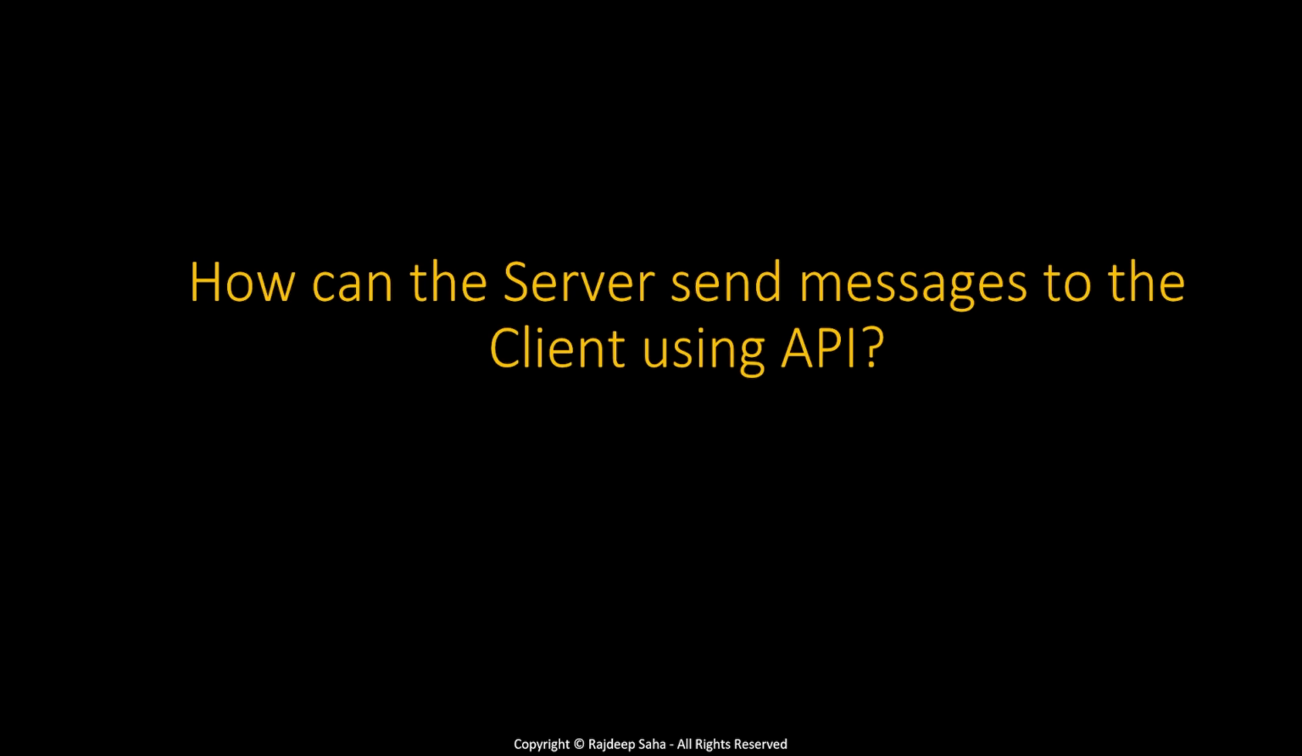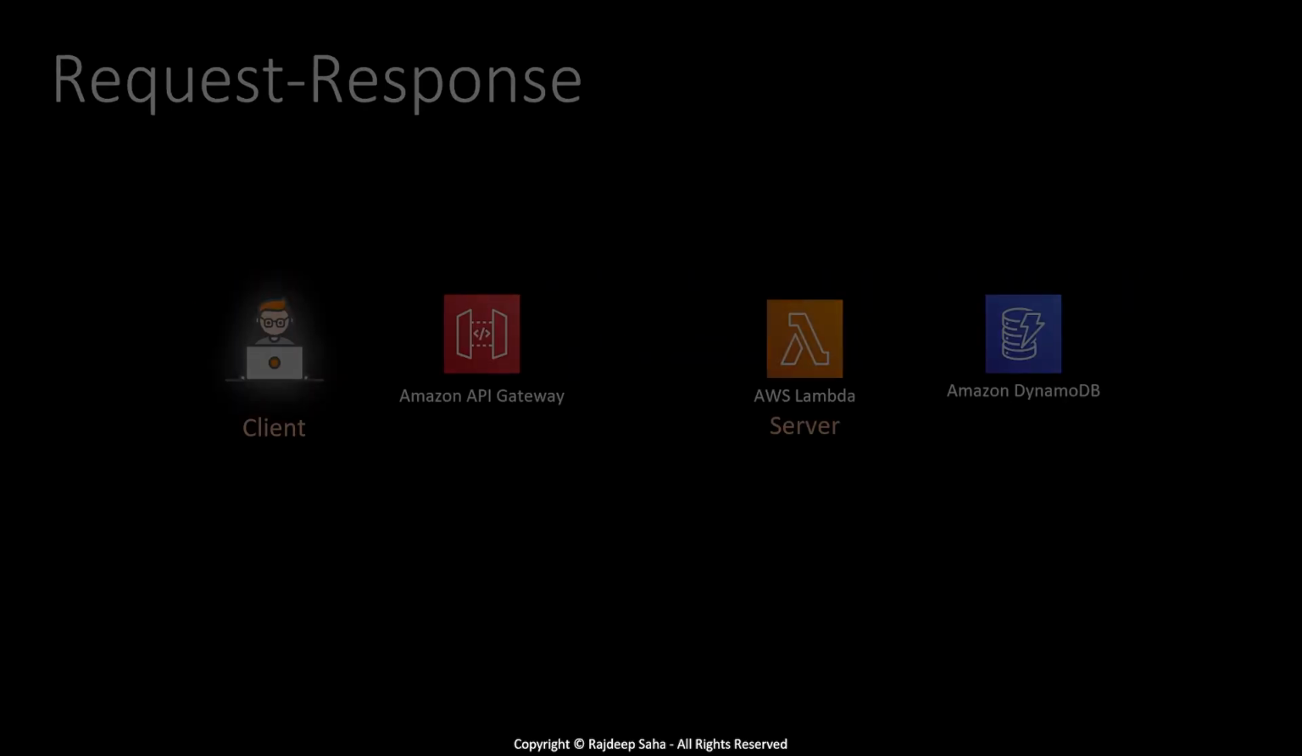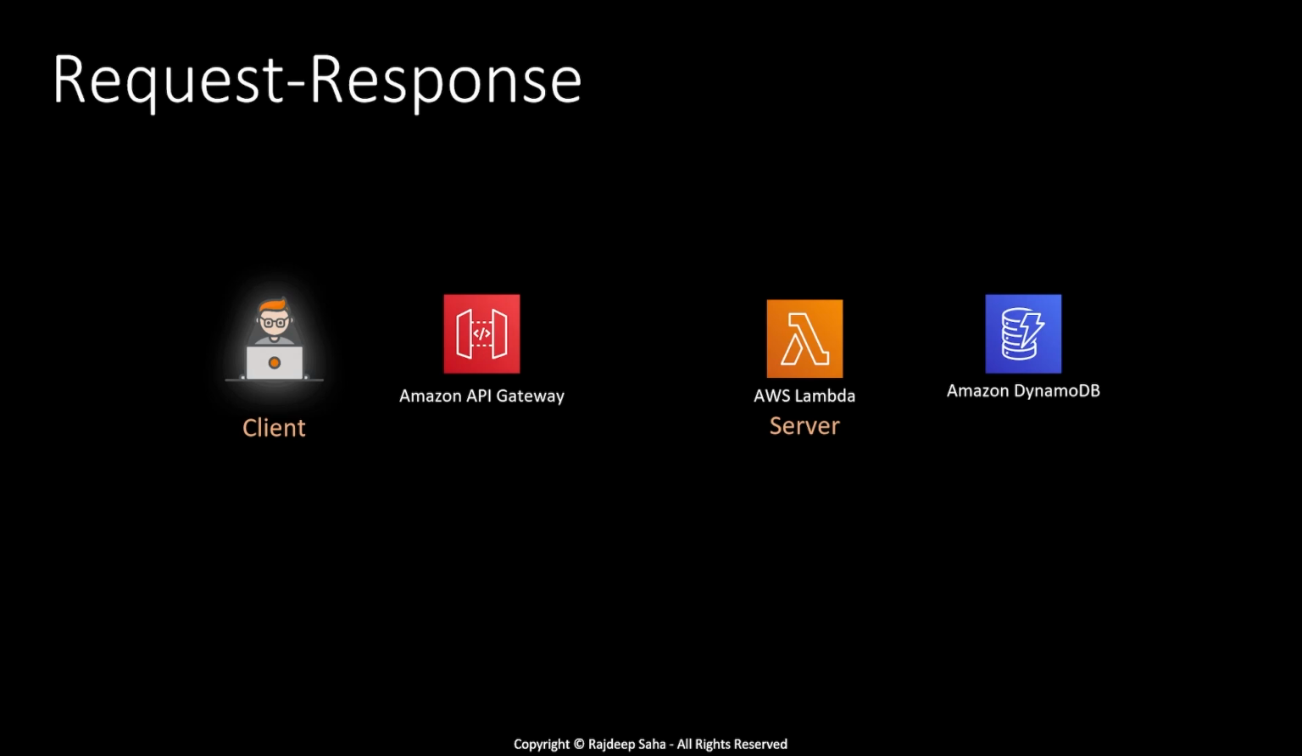Next question, how can the server send messages to the client using an API? The API part is what makes this question tricky, because you might think, all right, the server can send messages to the client using SNS. You can notify using email, text messages, etc. Or maybe the server can put a message into SQS and the client can read from there. But that won't be API driven. They will all be asynchronous. So that won't be the correct answer.